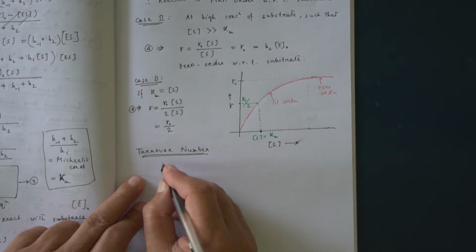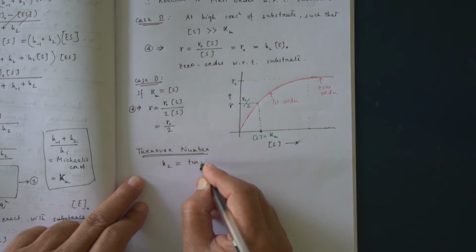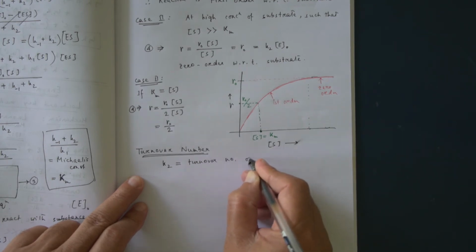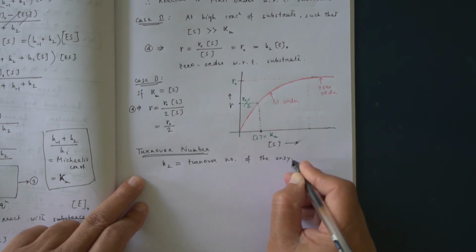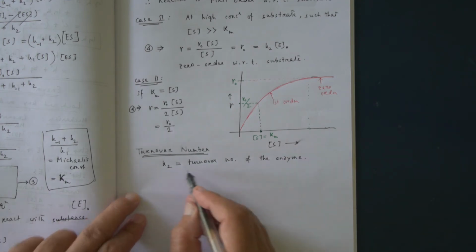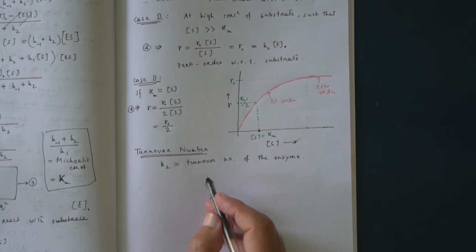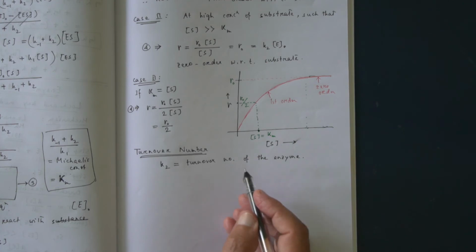Here actually the constant K2 is called the turnover number of the enzyme. What does it actually mean? It is defined as the number of molecules of substrate converted per unit time by one molecule of the enzyme.